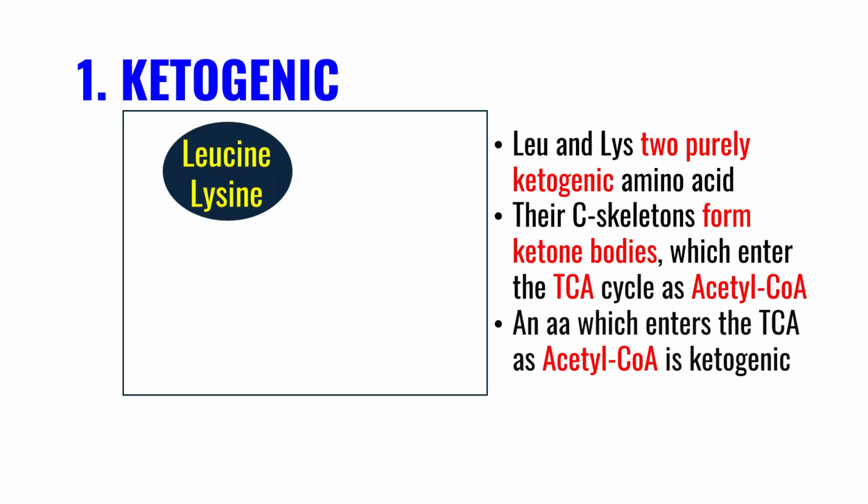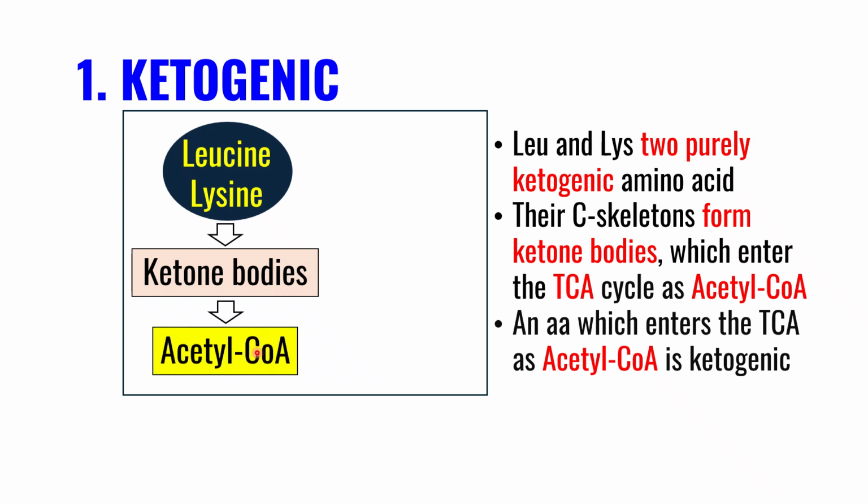Let us discuss ketogenic amino acids. This category includes two amino acids, namely leucine and lysine, which are purely ketogenic. They are so called because the carbon skeleton of these two amino acids forms ketone bodies, which are finally converted into acetyl-CoA, which enters the TCA cycle for energy production. Therefore, any amino acid that enters the TCA cycle as acetyl-CoA is called a ketogenic amino acid.